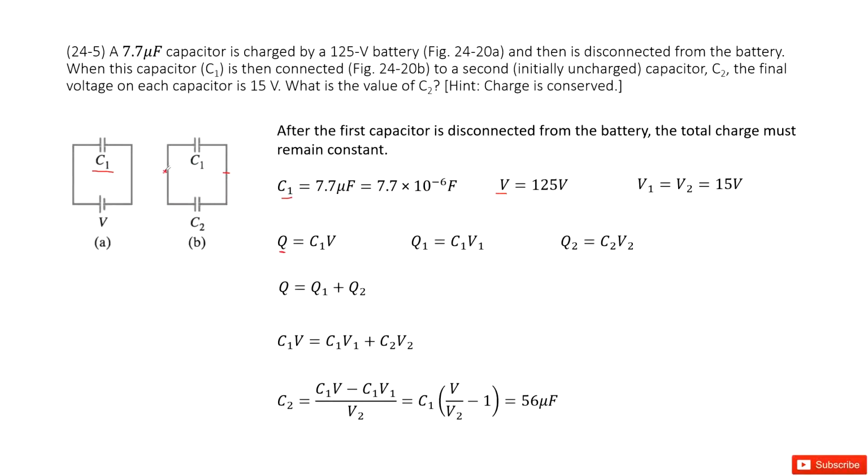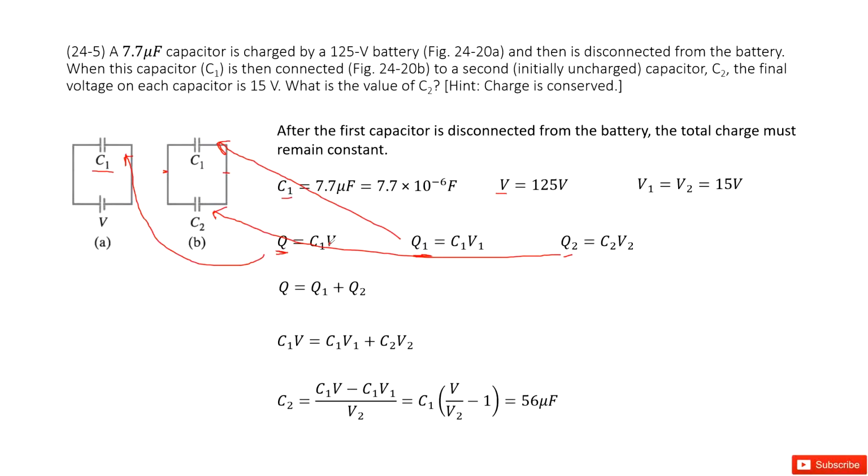Now we can see after the C1 is connected with C2, we find the charge for the capacitor C1 is Q1 equal to C1 times V1, right? Yes, this is the charge in the C1 in this case. And the charge Q2 equal to C2 times V2. This is the charge in the capacitor C2. And initially the total charge is Q equal to C1 times V, right?